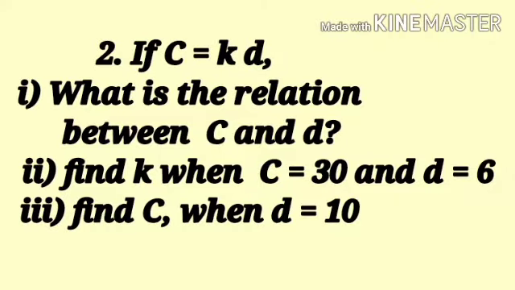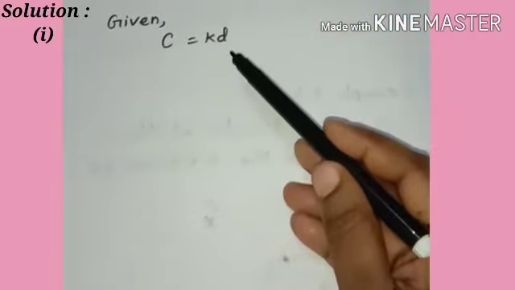If C is equal to K into D, what is the relation between C and D? Second one, find K when C is equal to 30 and D is equal to 6. The last question is, find C when D is equal to 10. Given C is equal to K into D.